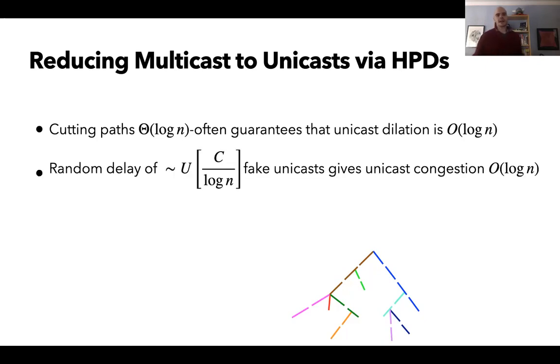Okay, now how do random delays come into this? Well, we're going to just add a random delay of a bunch of fake unicasts at the beginning of each of our trees. In particular, we'll add a uniformly random number of fake unicasts in C over log n.